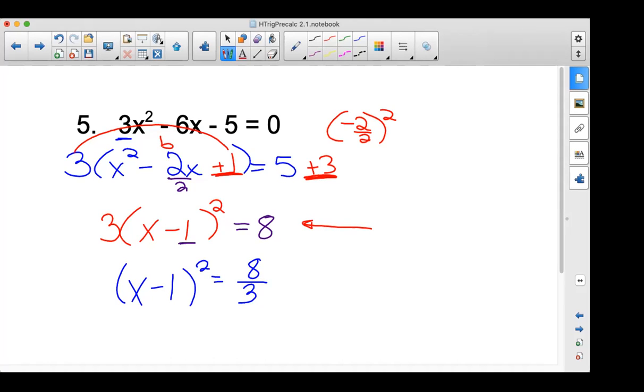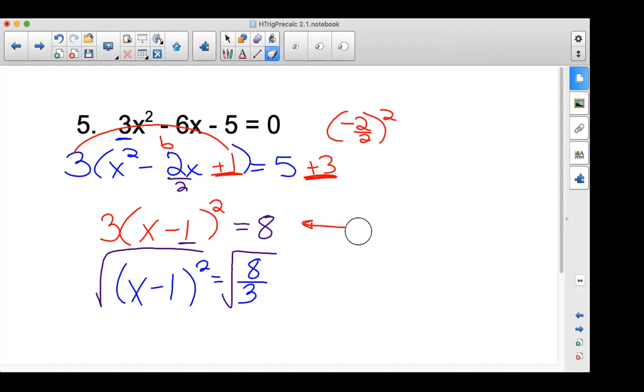Lucia, what else would you do? I would take the square root of both sides. Yeah, we're trying to get rid of an x squared term or quantity squared. We have to undo it by taking the square root of both sides. And here's where it gets a little tricky. My square root cancels, and we are left with x minus 1.